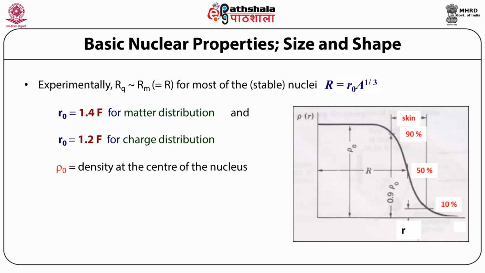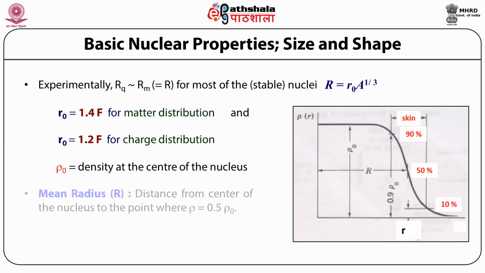Now for nuclei, radius is a very vague term because nuclei have a variety of shapes and density distributions, charge density distribution and mass density distribution, so we cannot define a particular value for R because the behavior is changing at every point. We define the size of the nucleus in terms of mean radius. Mean radius is equal to the distance from the center of the nucleus to the point where the density falls to 50% of its value at R equal to 0. That is, rho is equal to 0.5 rho 0.